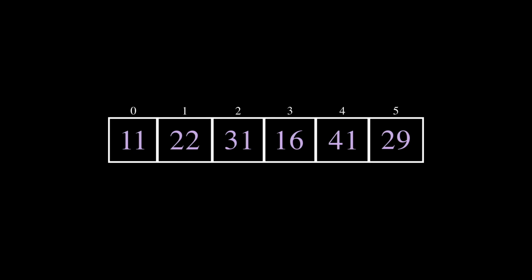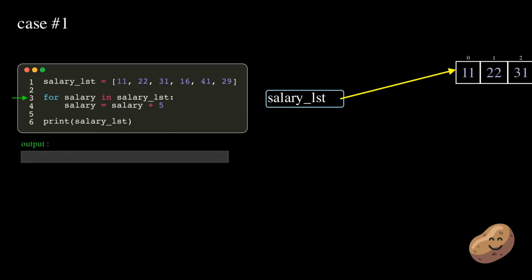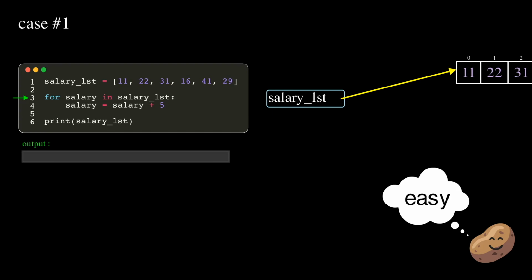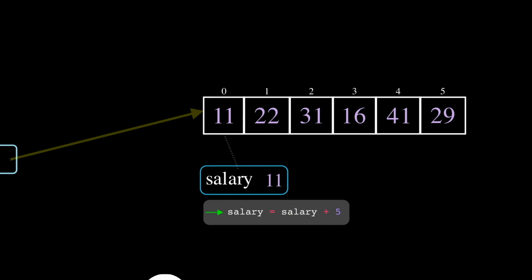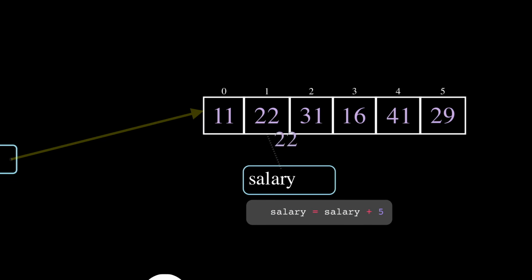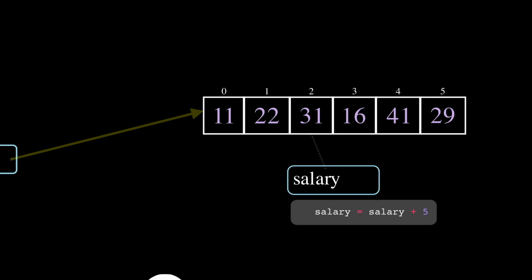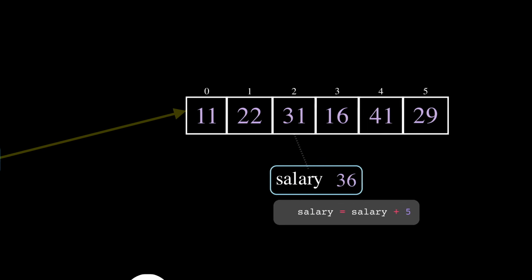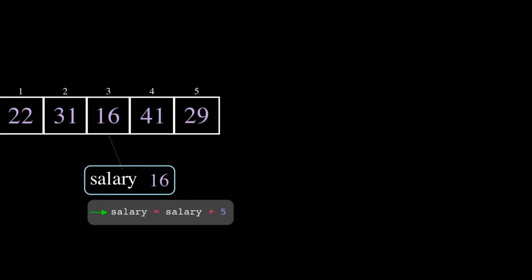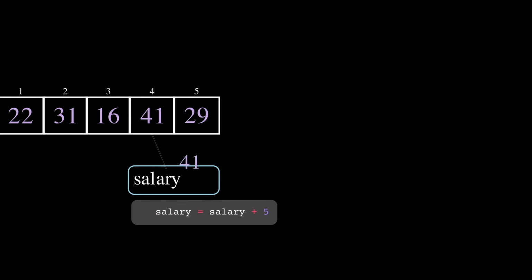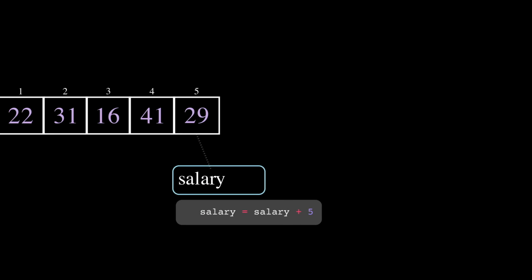Consider this scenario. We have a list of numbers which stores the hourly salary of 6 different employees. And we want to increase everyone's money by $5. Potato's like, easy, gotcha. He writes Python code: for salary in salary_list, salary = salary + 5. As the loop begins, you already see the problem. The only thing that this code is doing is just incrementing the loop variable salary by 5. But the actual element in salary_list is never changed. Therefore, this code is incorrect.